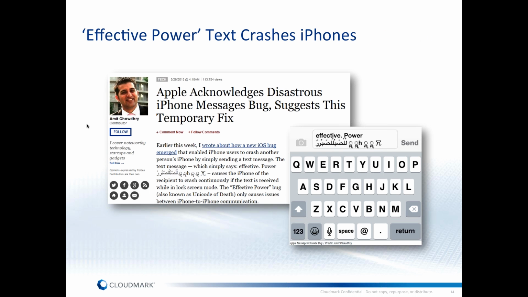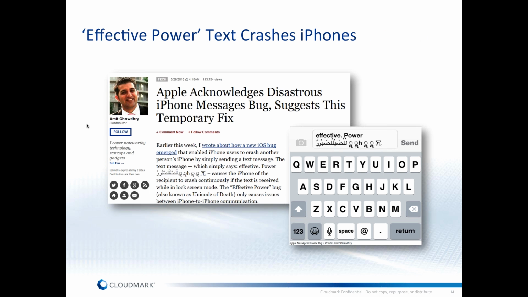So here's another example of something that caused relatively significant impact. This is recent, only just from a few weeks ago. Not all scams are run by scammers designed for malicious intent. There are issues in messaging that are completely innocent but can wreak havoc on a network. About 3 weeks ago, someone uncovered a bug in iOS that's been dubbed the effective power bug. What it was is if you send a certain UTF-8 encoded message to an iOS device, you could basically crash the iPhone.